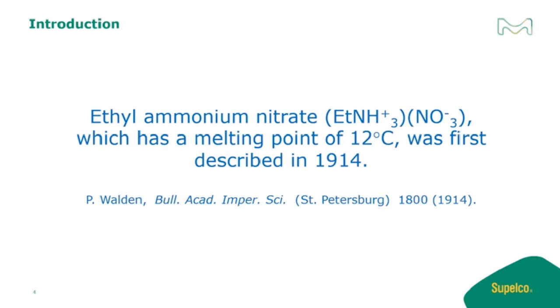Ionic liquids really aren't that new. They've been around since 1914, when Walden discovered the very first one, ethyl ammonium nitrate, which was found to have a melting point of 12 degrees C. This was found in St. Petersburg, Russia.